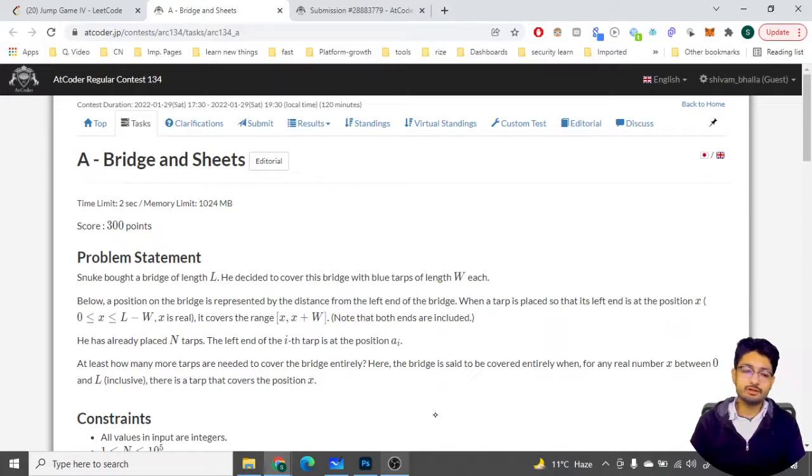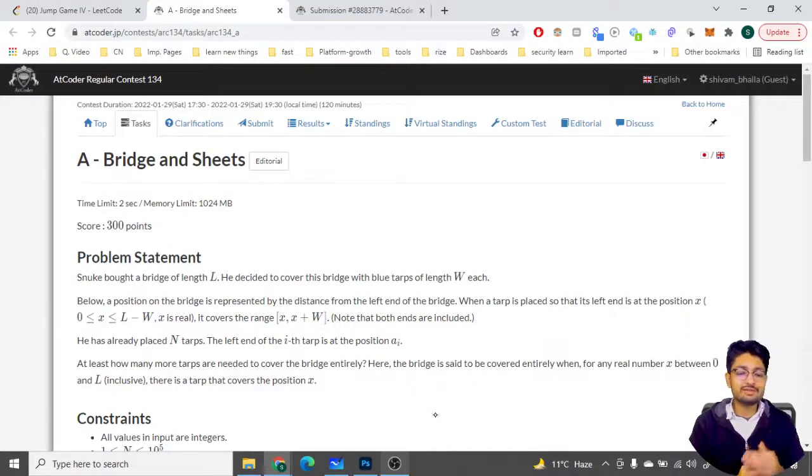So the problem statement goes like this: Snuke bought a bridge of length L. So there's a complete bridge of length L, and he decided to cover the bridge with blue tarps of length W each. You can assume a tarp is some sort of plank that is used to cover the bridge. The planks' length is W each.